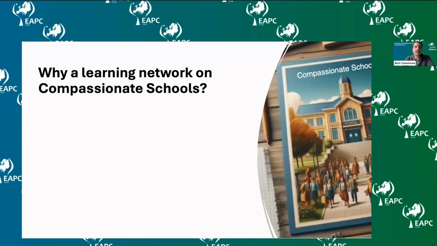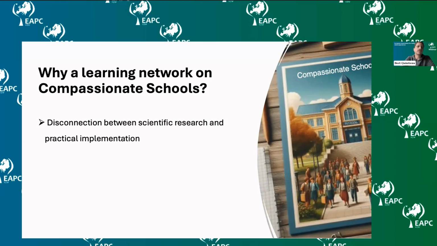But a learning network on compassionate schools, and why did we believe it was necessary to start a learning network on compassionate schools? Well, first of all, there is a disconnection between scientific research and the practical implementation of the scientific research. I'm a researcher, my colleague Sally Paul is a researcher, and there's a lot of very good research available on grief and loss in children in schools. And there's also growing literature on compassionate communities and compassionate schools. But it's really difficult to start implementing the learnings from this scientific research to practice. And that is why a learning network can really facilitate this process.